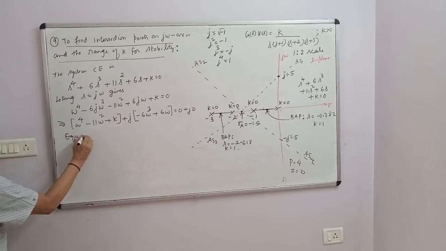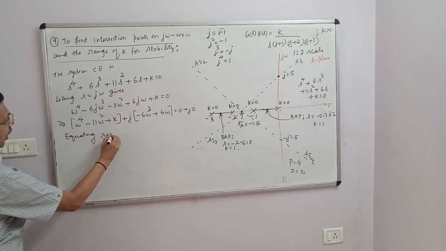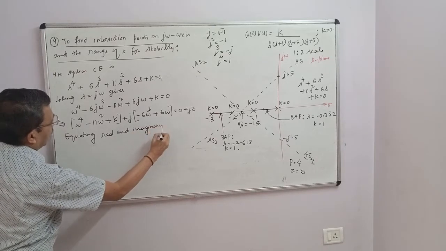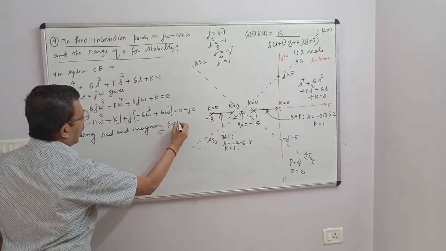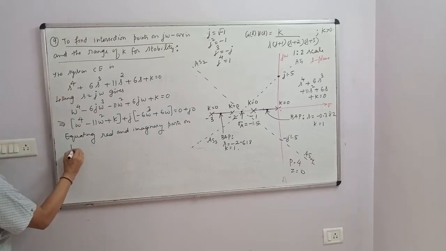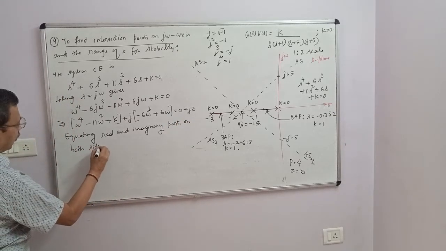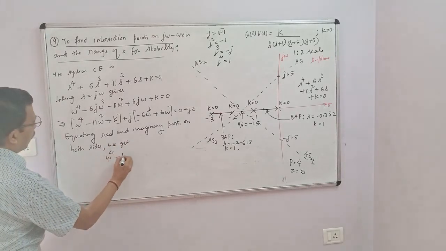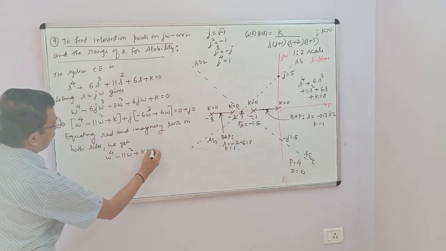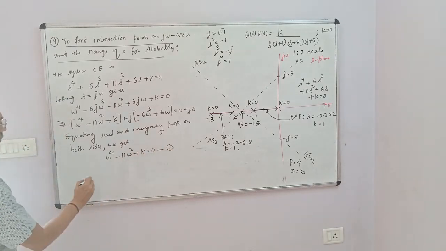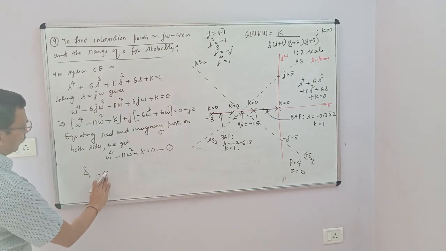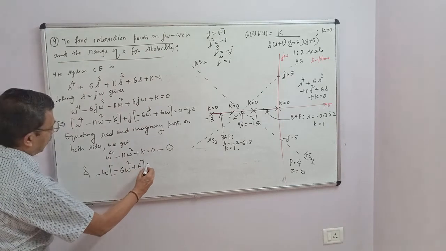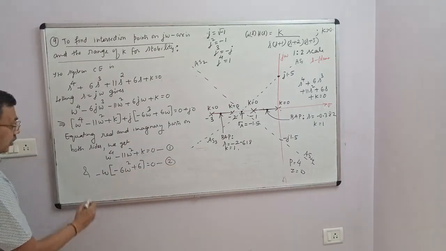Equating real and imaginary parts on both sides, we get omega to the power 4 minus 11 omega square plus k equal to 0, equation number 1, and minus j omega into minus 6 omega square plus 6 equal to 0, equation 2.